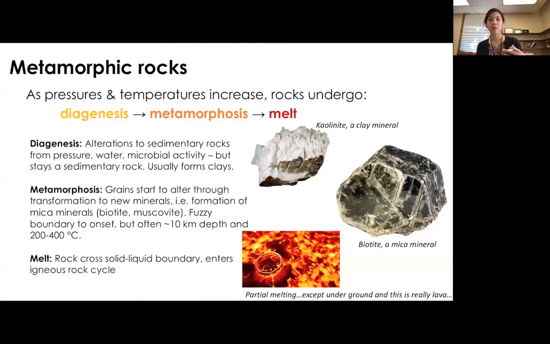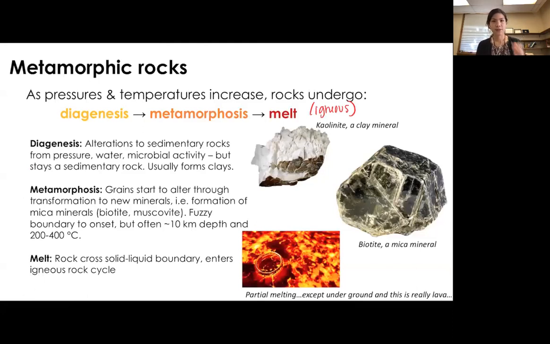As rocks are undergoing increasing pressure and temperature, they go through a few different stages of which metamorphism is only one. Initially, as rocks are subject to pressure and temperature increases, they actually undergo diagenesis, which is not quite metamorphism yet. As pressure and temperature conditions increase, that'll alter into metamorphism, which under even higher pressure and temperatures becomes melt, which would get us back to an igneous rock. So completing part of that rock cycle chain.